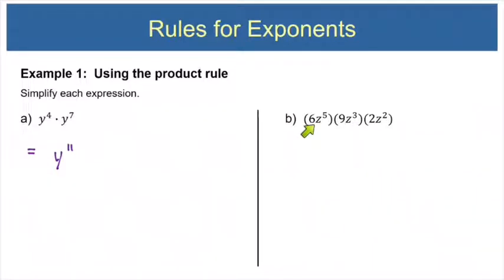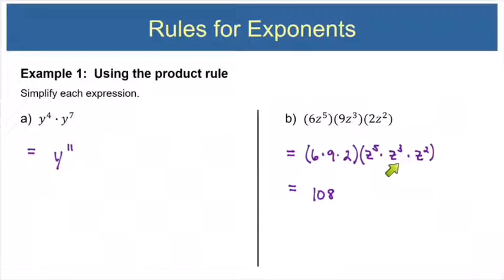So I could write this as 6 times 9 times 2 times z to the 5th, z to the 3rd, z to the 2nd. So that would certainly be allowed. Now we can multiply these three numbers together. 6 times 9 is 54, and 54 times 2 would be 108.